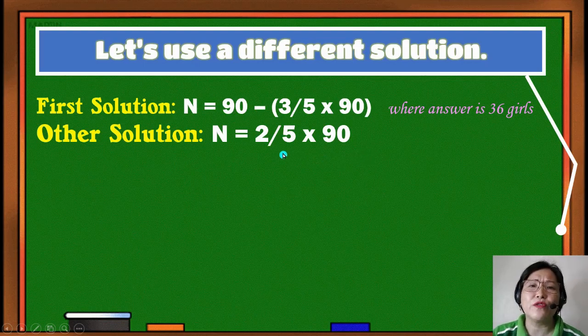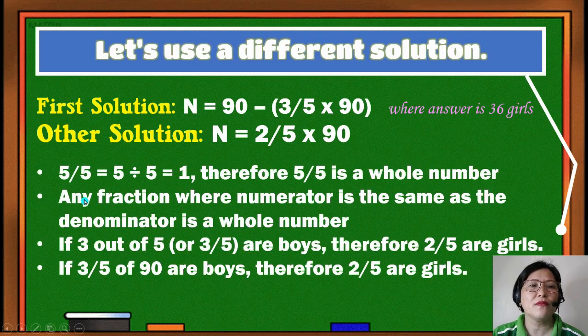Now, where did 2/5 come from? 3/5 is already given, but 2/5 is not given. So how did I get 2/5? You see, 5 over 5 equals 5 divided by 5, which is equal to 1. Therefore, 5/5 is a whole number, a whole number that represents 1 or a whole.